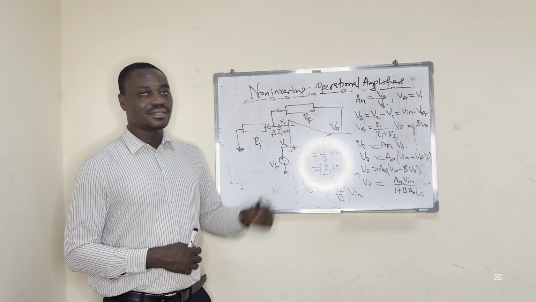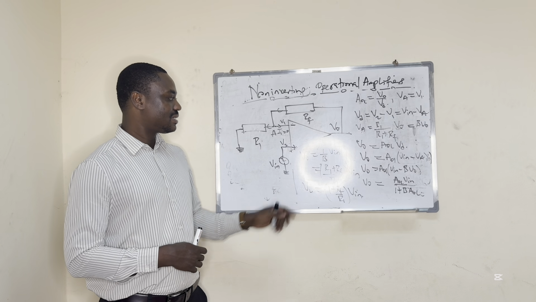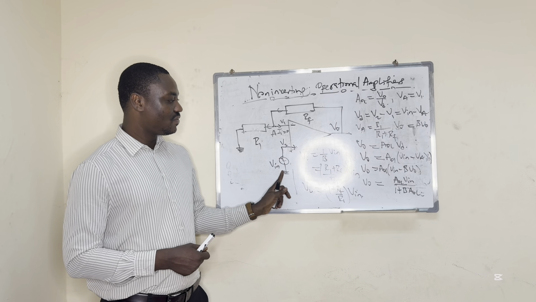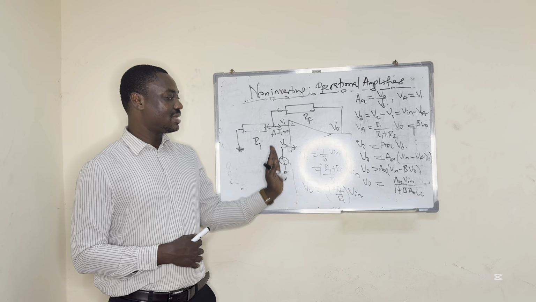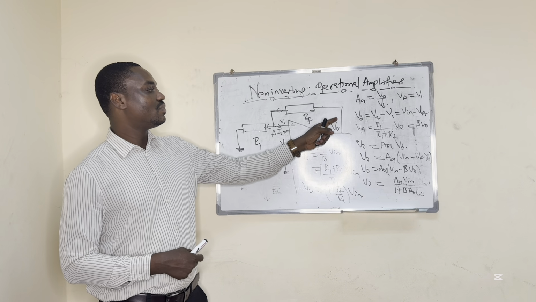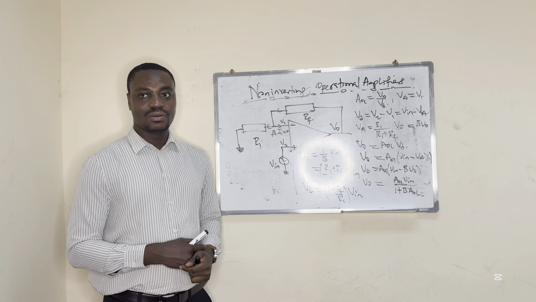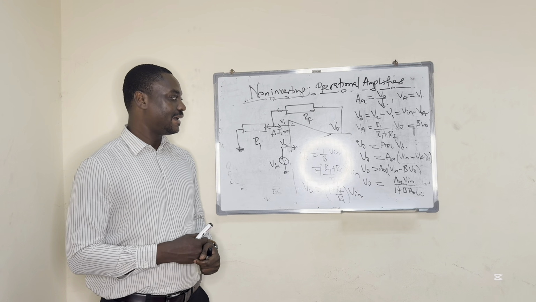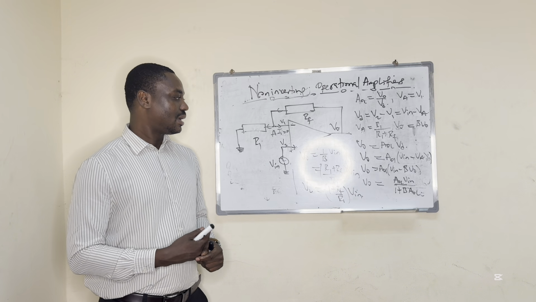Looking at this circuit diagram, what you can observe is that since the input voltage is connected to the non-inverting input, you have an output voltage, VO, and that output voltage is now feeding RF and then R1 with voltage supplied. That is how the non-inverting operational amplifier works.